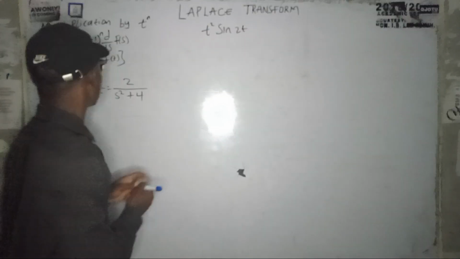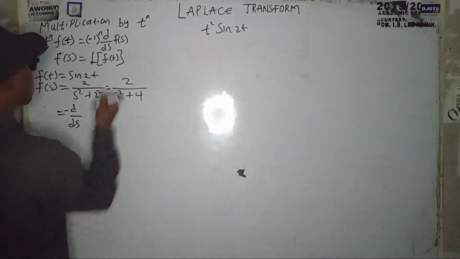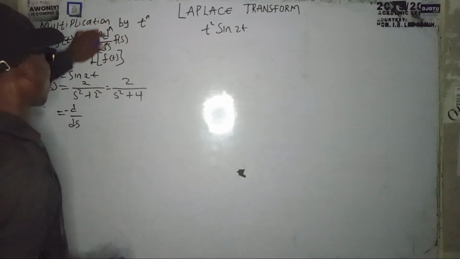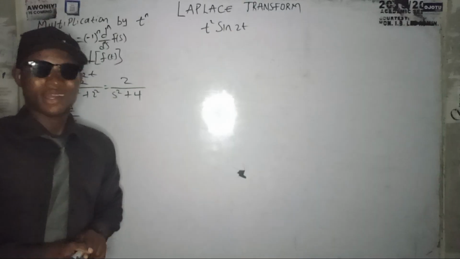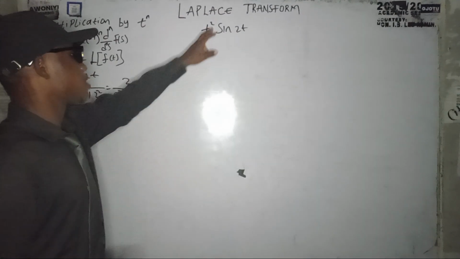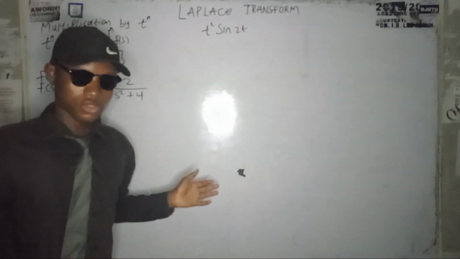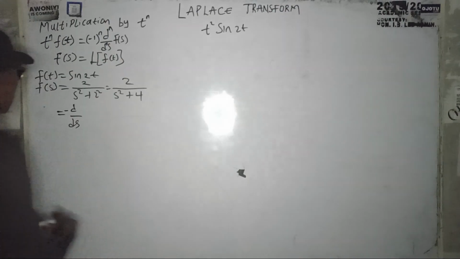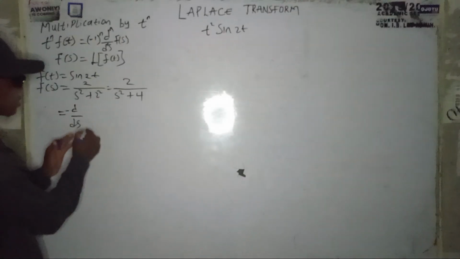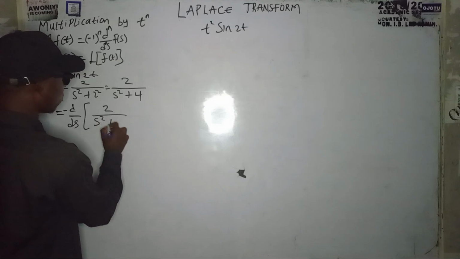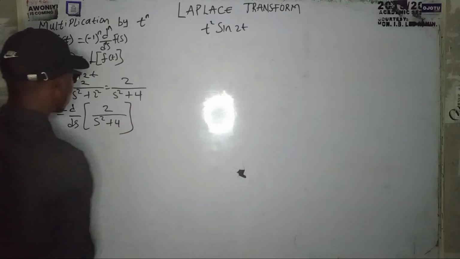We do not always have to follow this formula with the power n all over, and it might be a little bit confusing. Just differentiate it as many times as you have the power of t, that is all, and multiply by minus 1 as many times as you have the power of t. So we have minus the first differentiation of 2 over s squared plus 4. Then we close our bracket.